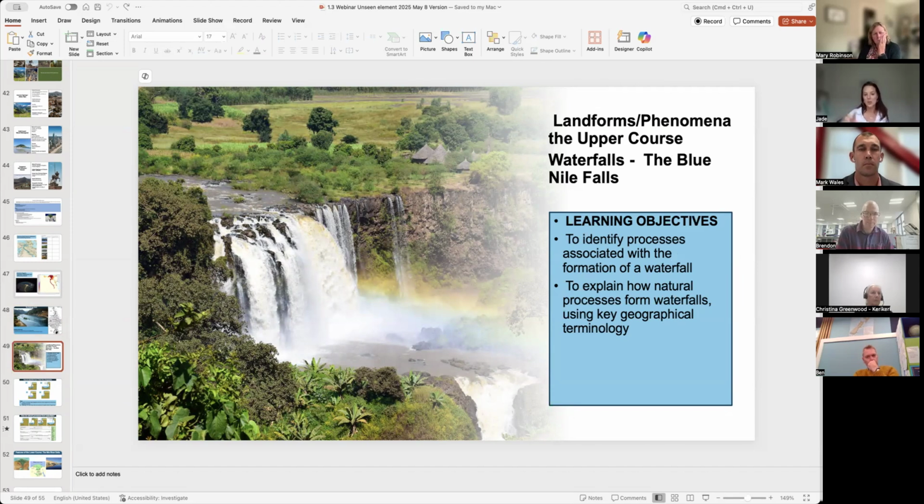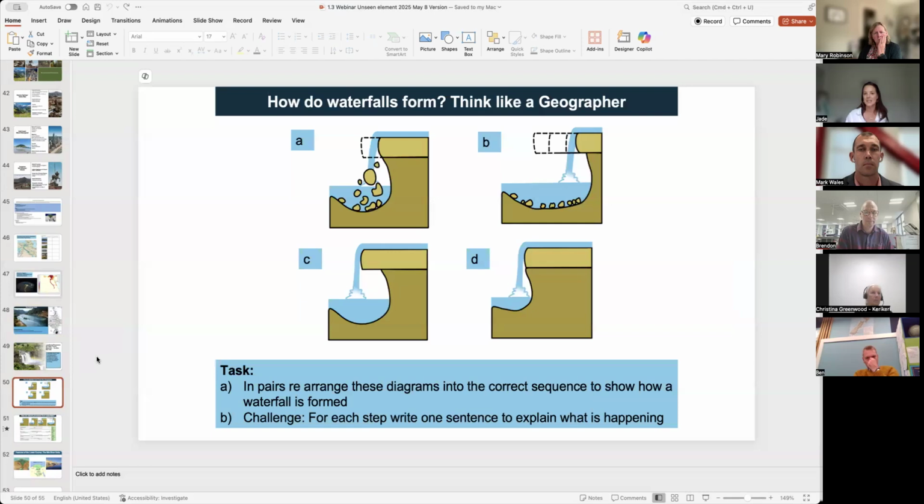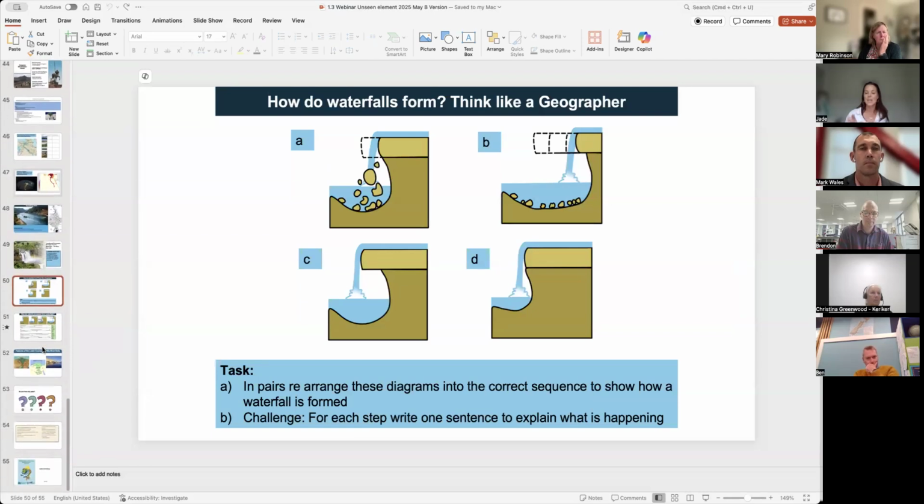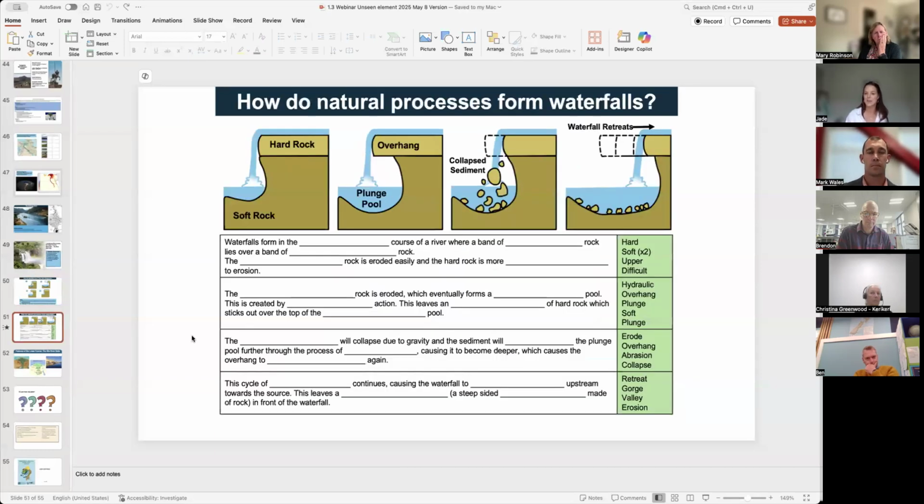And then the next two slides show you an activity found within this unit about how you might teach students at a foundational level how waterfalls are formed. And I think the next slide has the answers and a bit of a gap fill. So you'd find all these resources in the unit of work.